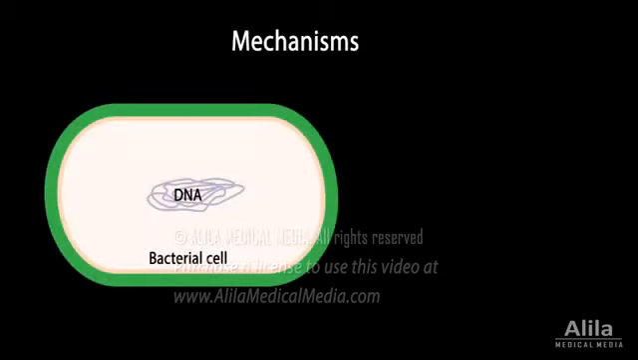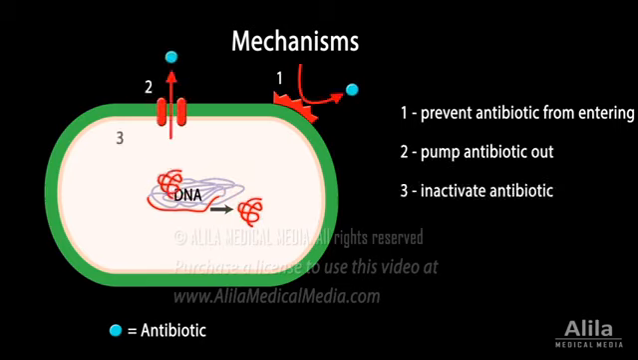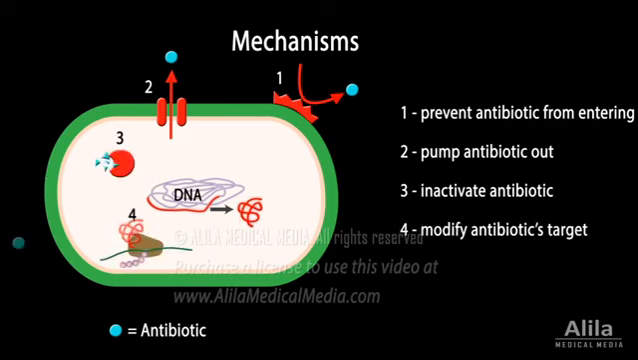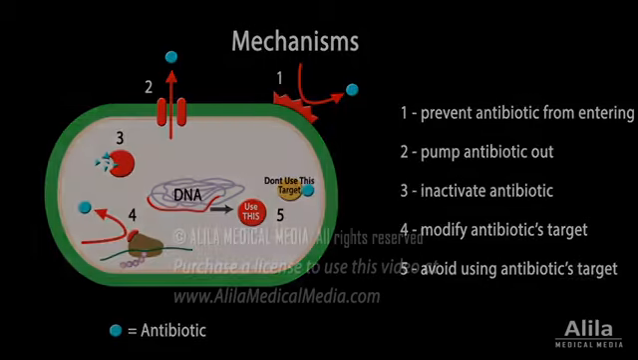This happens because the bacteria acquire a mutation, a change in their DNA, that gives them a new protein as a tool to fight the antibiotic. There are many mechanisms by which this tool may work. It can prevent the antibiotic from entering the bacterial cell, pump the antibiotic out of the cell, destroy the antibiotic by enzymatic reaction, modify the antibiotic's target so it no longer binds to the drug, or give the cell a way to bypass the antibiotic's target, making the drug irrelevant.